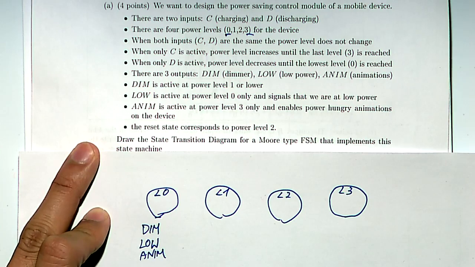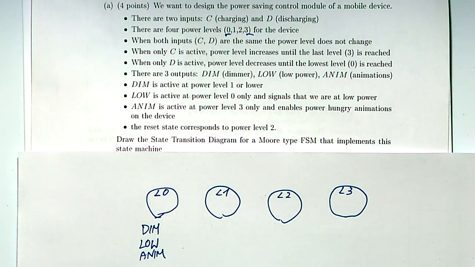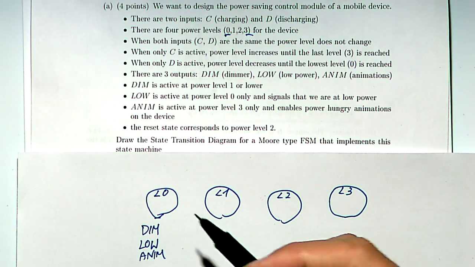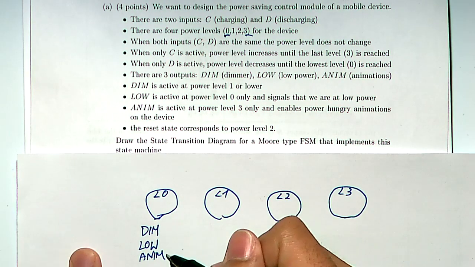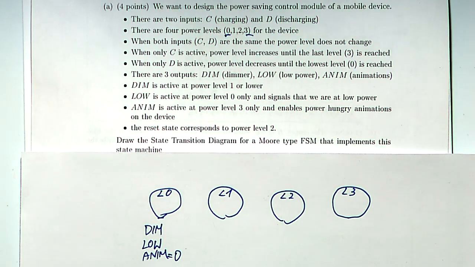Can anybody tell me, it's a small class anyways? It just says that the animation is only active at power level 3. Yes. That means that the value anim is 1 at power level 3, which means that it should be 0 anywhere else. So for example, in level 0 over here, the value for animation should be 0. That's what this statement means. Why don't I just fill in the rest for you, for at least level 0.